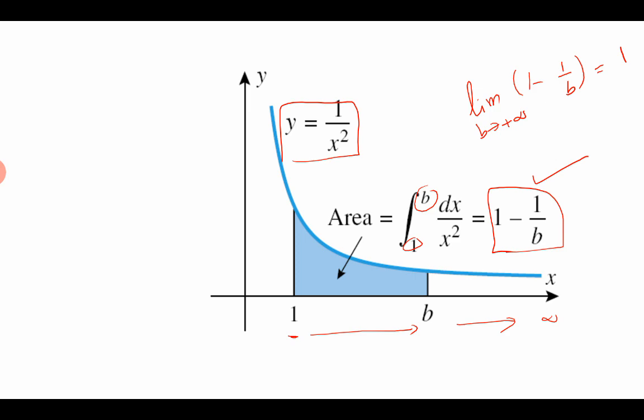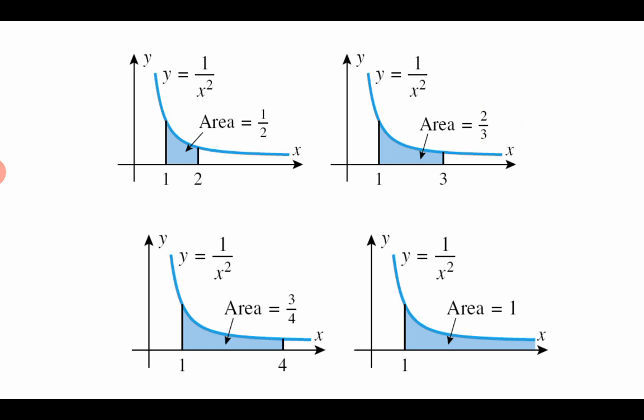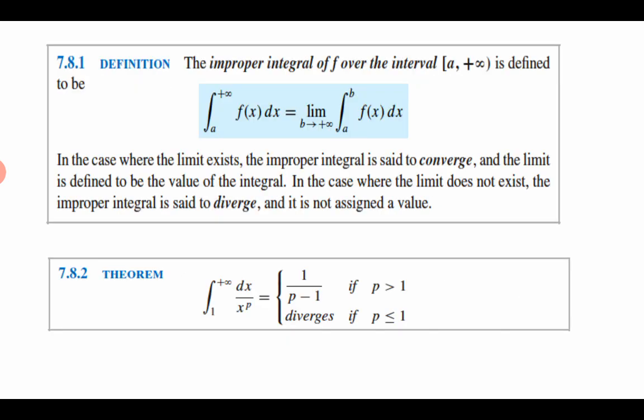Some different cases are given in this. When b is 2, the area is one half. When b is 3, the area is 2 over 3. When b is 4, as you are increasing this side, the area is increasing towards 1. So when your x approaches infinity, your area approaches 1. That's what we are getting from these graphs.